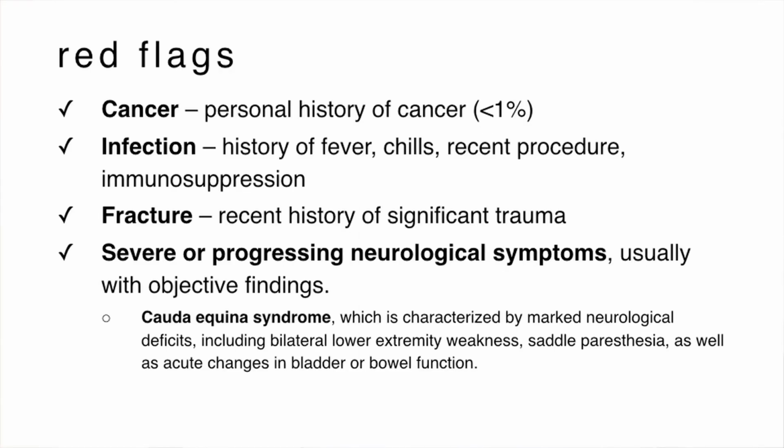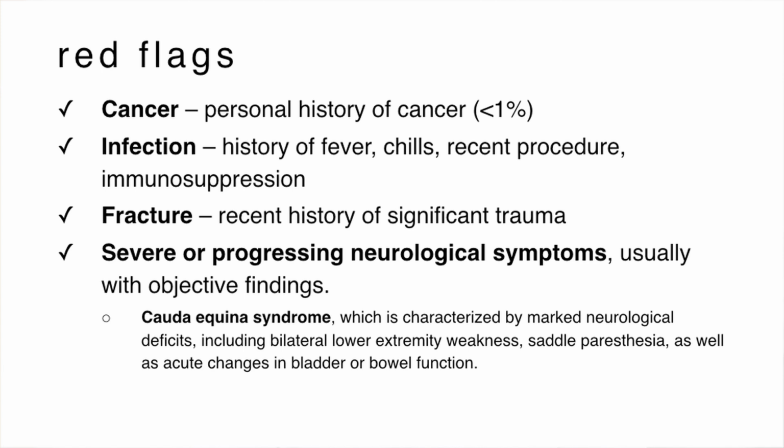Okay, now it's time to take a history. Cancer is rare, although it's probably a patient's primary concern. The only risk factor that has been shown to be significant is a personal history of cancer. Infection should be considered with severe pain, usually associated with systemic symptoms, and especially in the immunocompromised. The pain from fractures is also severe and focal.